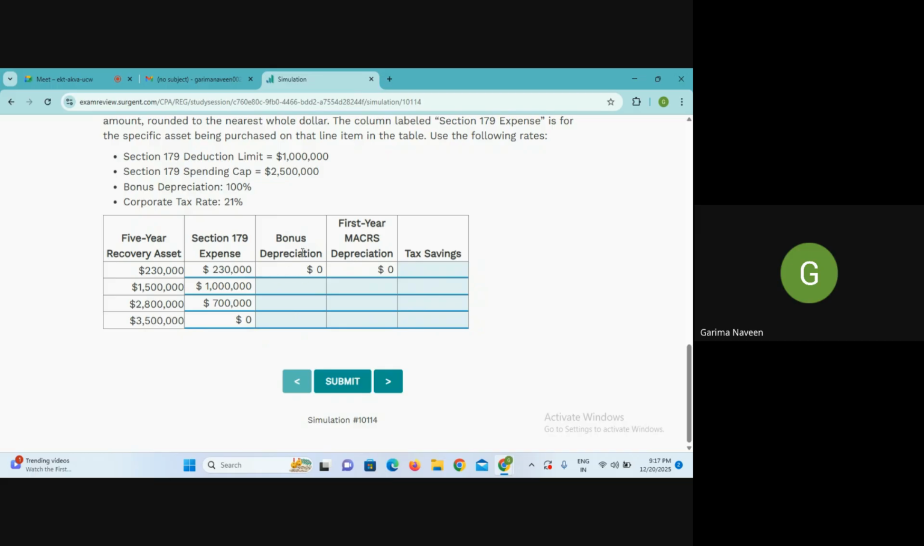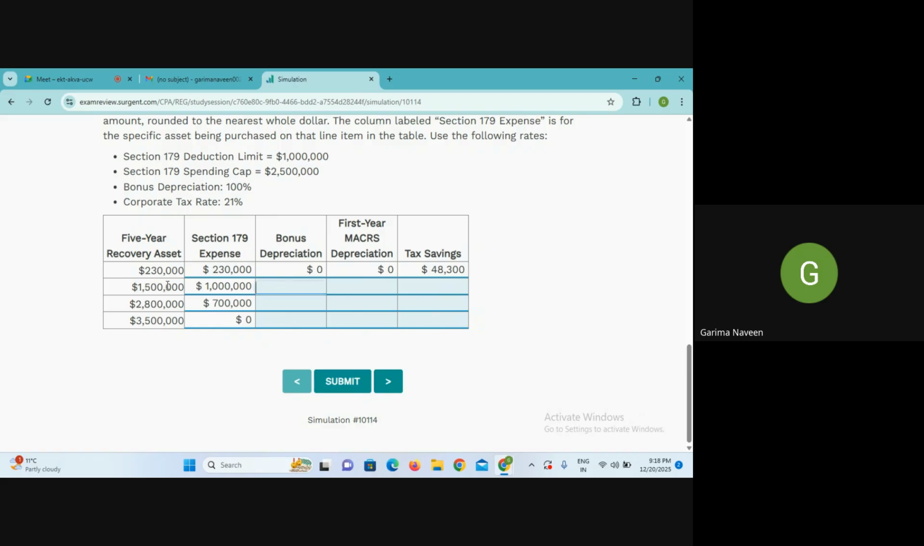So here your total amount you can claim in 179, so that means nothing is left for bonus and makers. So what will be tax saving here? So 230,000 आपने एक्सपेंस क्लेम कर लिया, so 21 को मल्टीप्लाई कर दोगे, आपके पास टैक्स सेविंग आ जाएगी। जितना एक्सपेंस है उसे टैक्स रेट से मल्टीप्लाई कर दोगे, इट विल गिव यू द टैक्स सेविंग्स। Means 230 into 21%. Yes, 48,300. Is it clear? 48,300, yes ma'am.